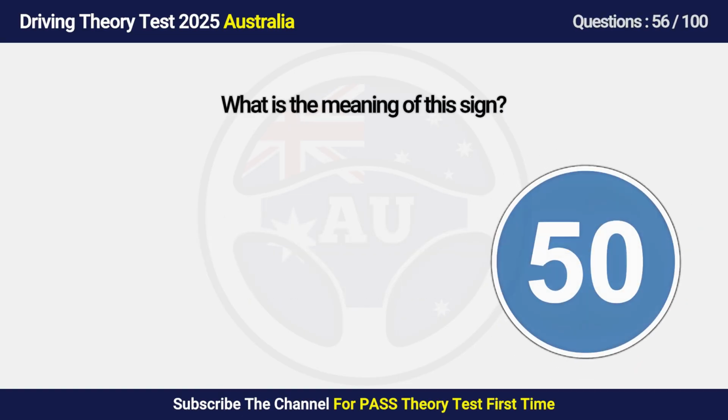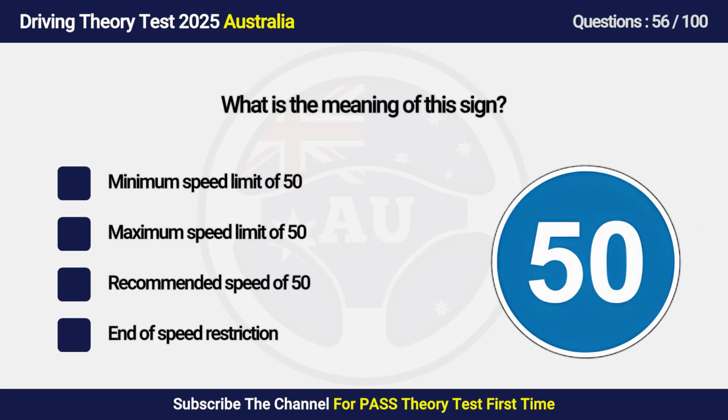Question 56. What is the meaning of this sign? A. Minimum speed limit of 50. B. Maximum speed limit of 50. C. Recommended speed of 50. D. End of speed restriction.